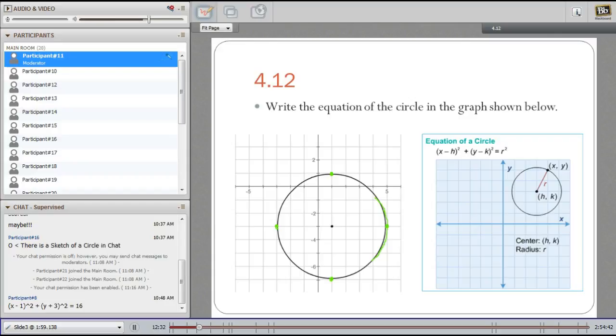Let's see. Will said x minus 1 squared plus y plus 3 squared equals 16. Okay. Good. So let me give you guys a minute and let me know if you agree with Will or if you think it's something different.